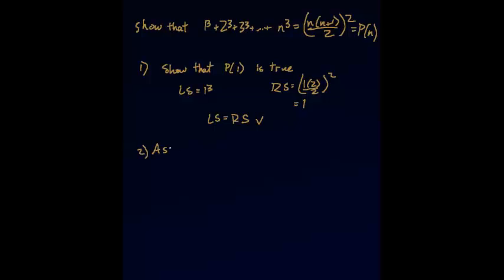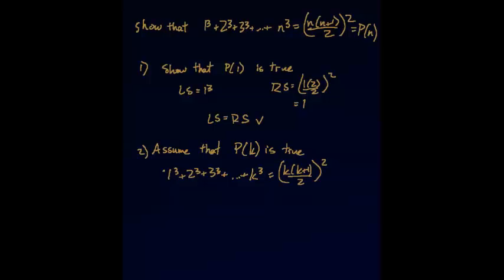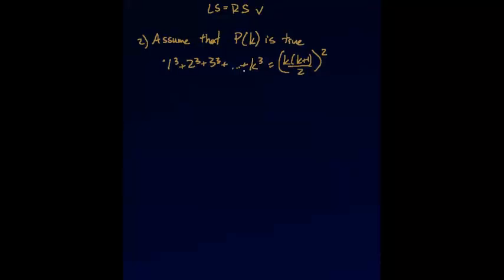Step 2. We assume that this formula is true for some value k. Assume Pk is true. So 1 cubed plus 2 cubed plus 3 cubed all the way to a certain number, k cubed, is equal to k times k plus 1 over 2, squared. Okay, so with our assumption, let's proceed to show that Pk plus 1 is true.